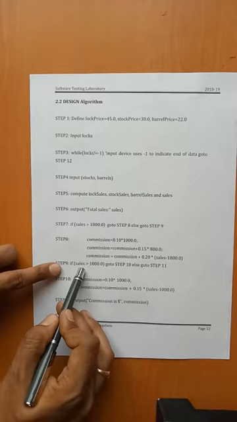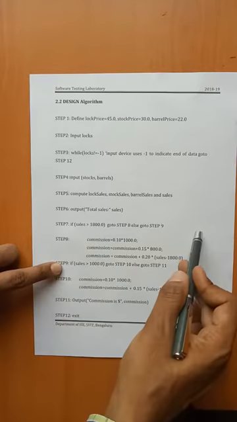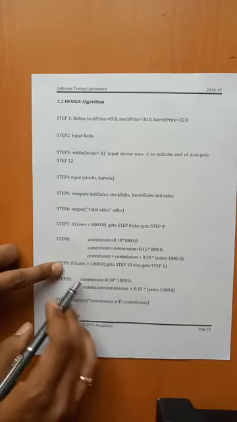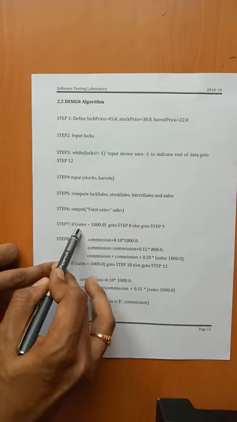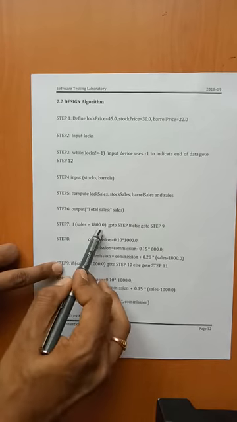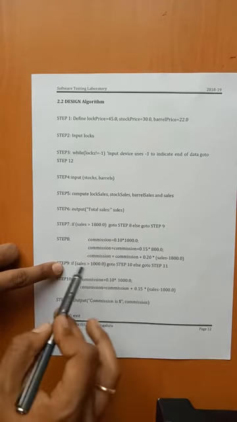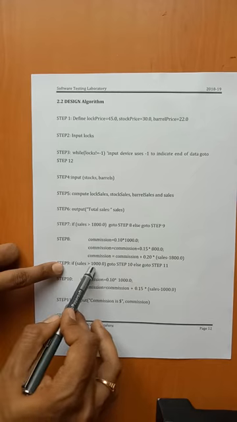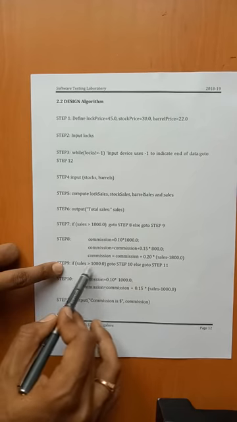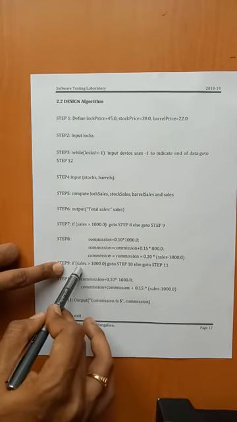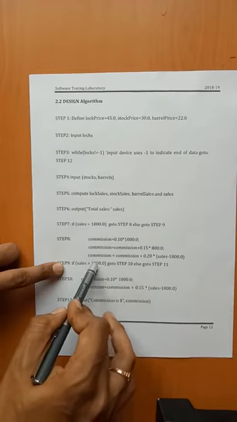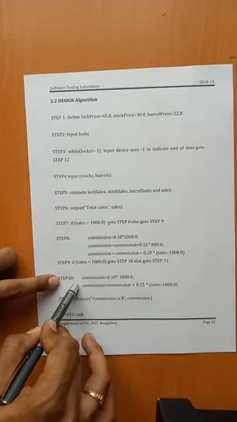Then if the sales value is taken as 1200, it checks this condition: is 1200 greater than 1800? Obviously not. It will come to step 9, which says that if the sales value is greater than 1000, that is, 1200 greater than 1000, yes, the condition is true, and it will enter step 10.